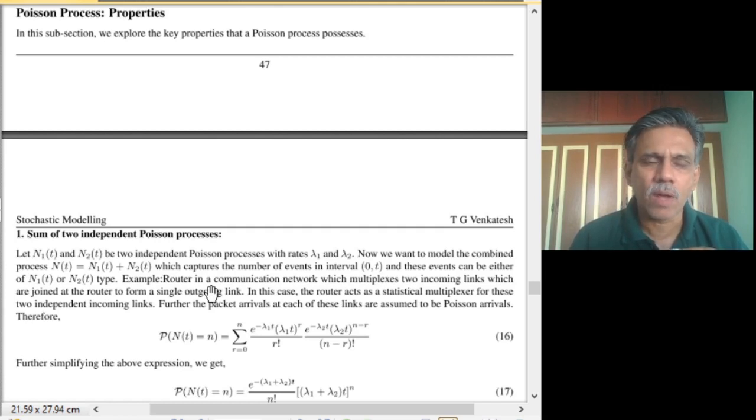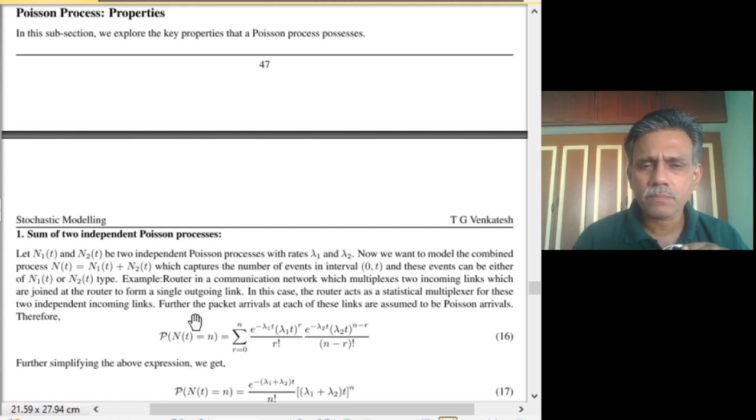We know multiplexing is where we merge two streams into a single stream, and here we say it is statistical multiplexing because we still note the time of arrival, but the arrivals can be either from one Poisson process or from the other Poisson process. Let us look at the characteristics of n of t, which is the resultant of n1 of t plus n2 of t. What will be the nature of this process is what we want to find out.